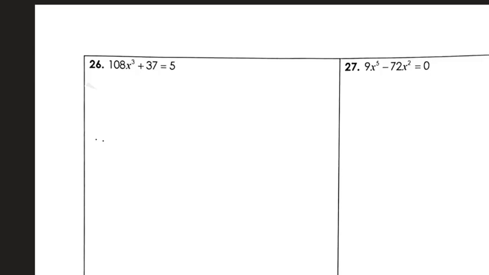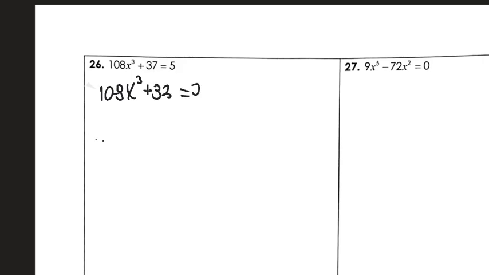So we need to solve this cubic equation and find all the solutions. There might be some real ones, there might be some imaginary, might be both. We need 0 on one side, so I'm going to subtract the 5. And 37 take away 5 is 32.